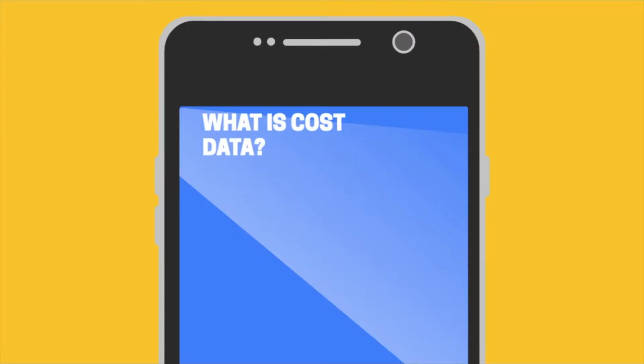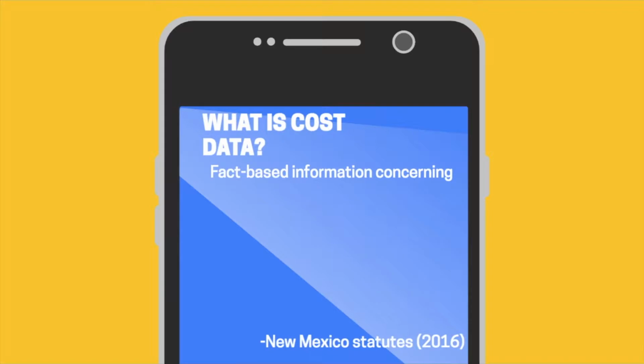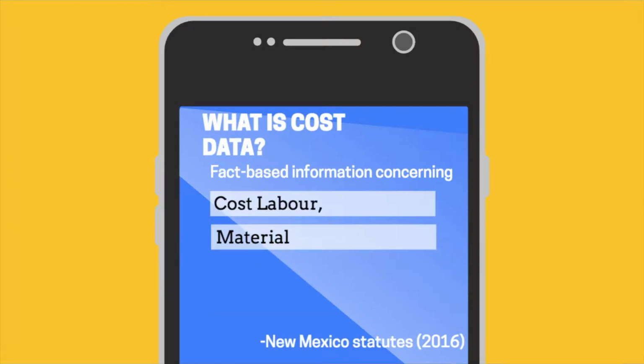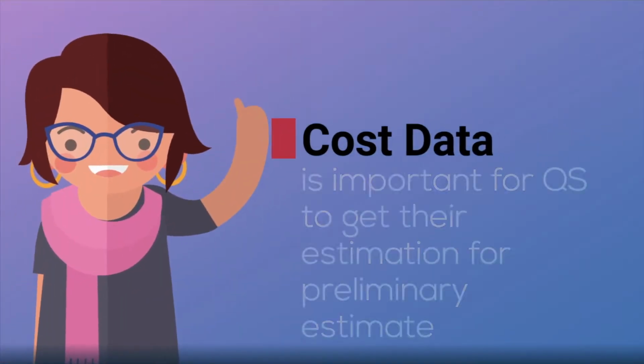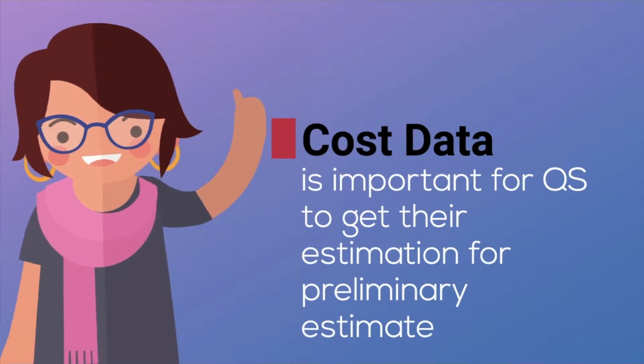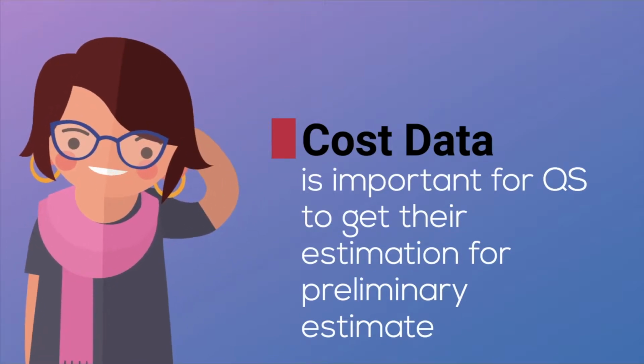Have you ever wondered what cost data is? Well, according to New Mexico statutes, cost data means fact-based information concerning the cost of labor, material, overhead, and other cost elements which are expected to be sustained by a contractor or which have been actually sustained by a contractor in performing the contract. Cost data is important especially for quantity surveyors to get their estimation for preliminary estimate.